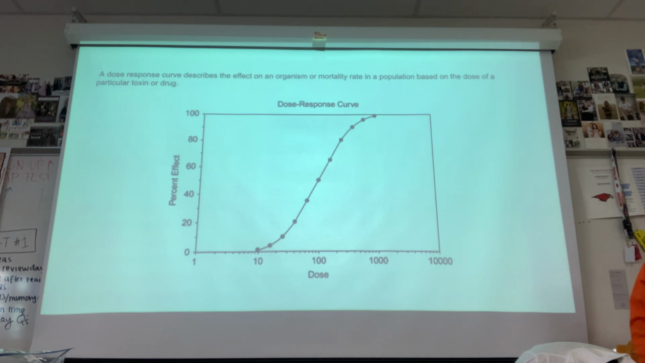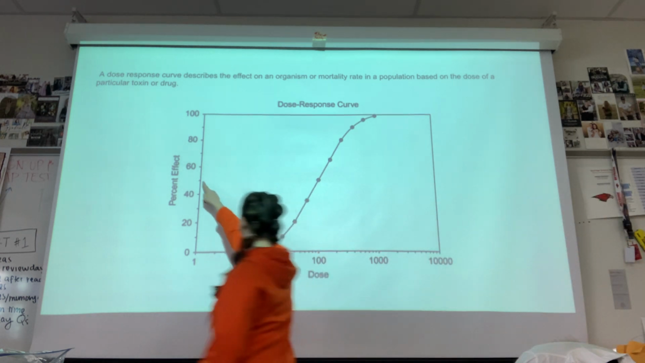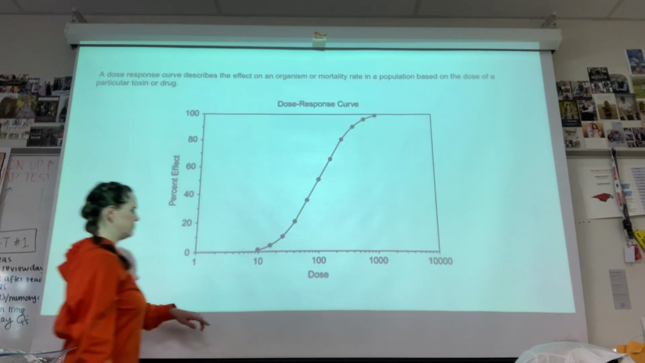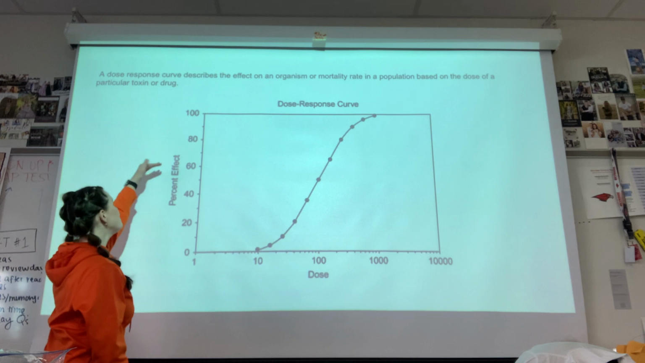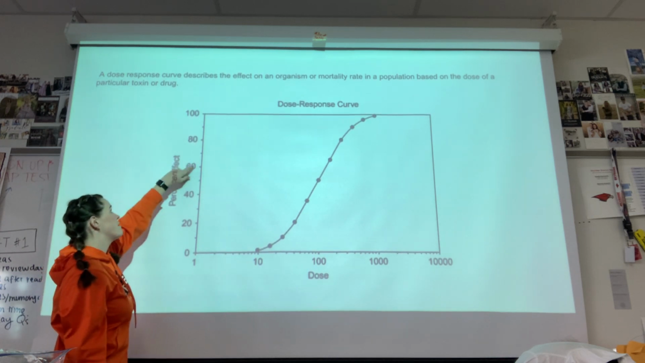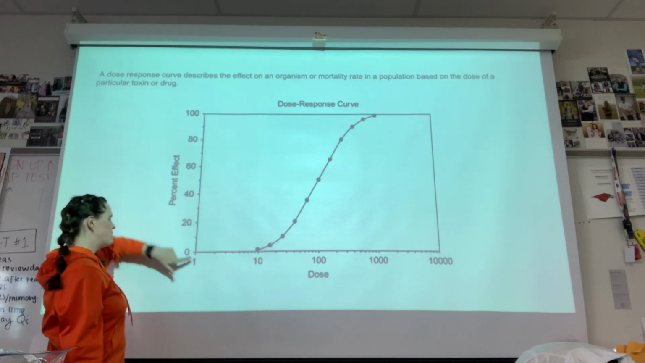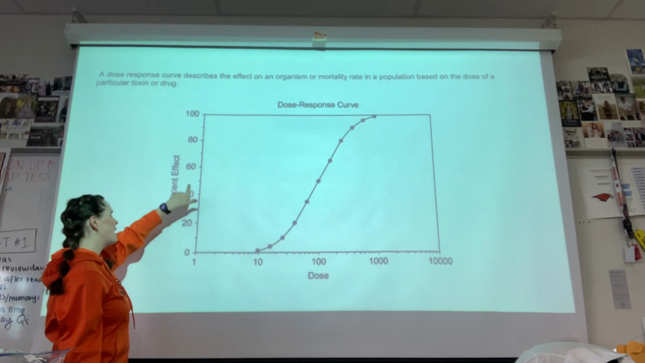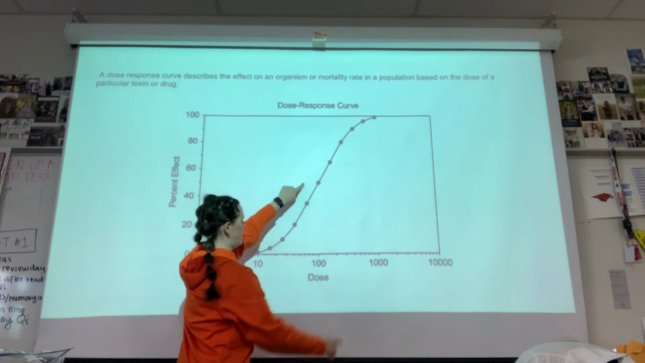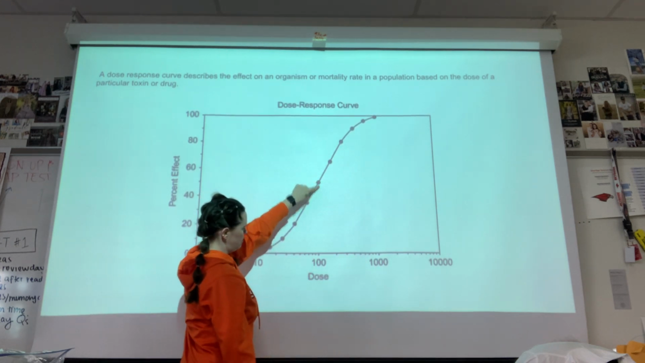Right around 60-ish, 50-ish. This is the percent, so you'd be at 50. So the percent on this side is the percent of the population that has died. So 0% of the population has died, 20 died. So that's 50% of the population dying. What number and dose on the bottom do we hit? 100. Yep, you got it.